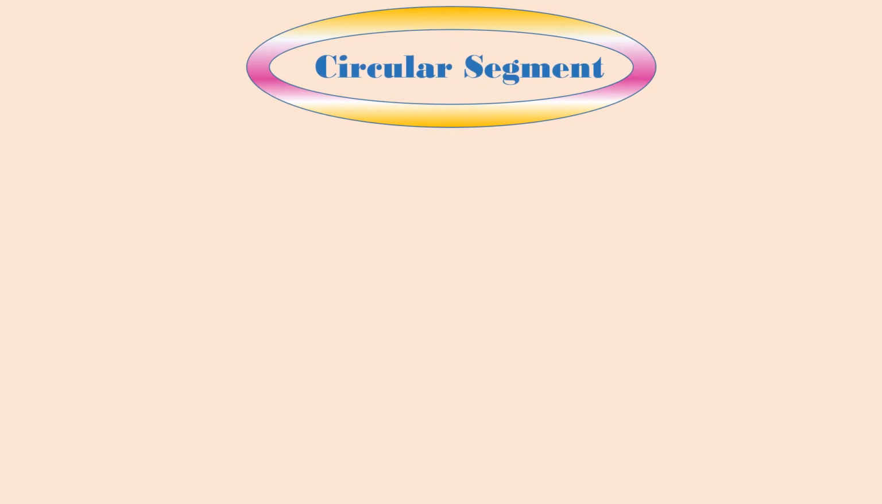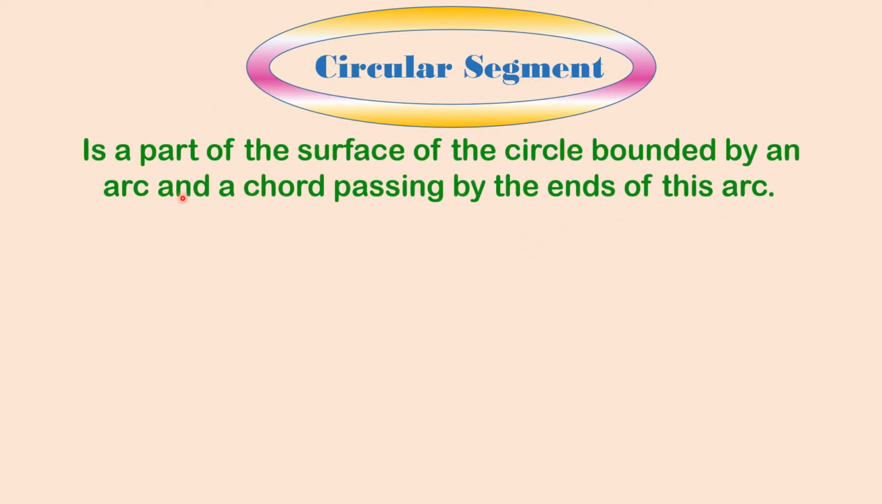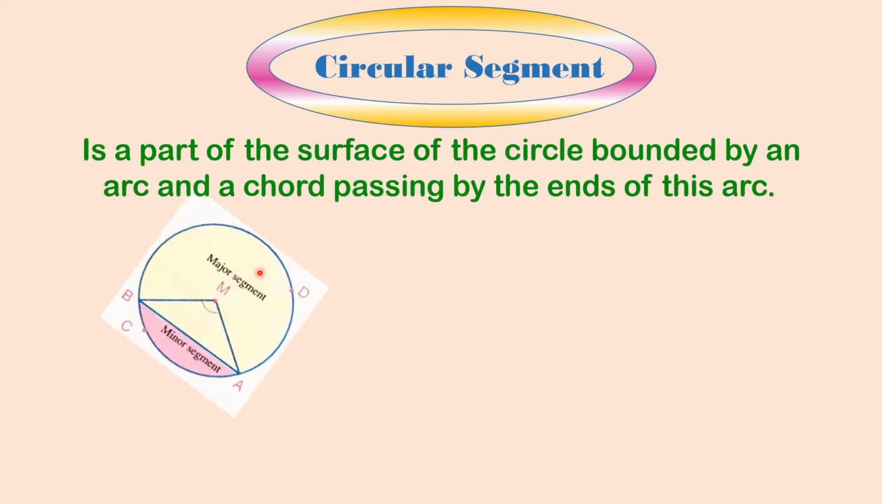The second lesson is called the circular segment. What is the circular segment? It is a part of the surface of the circle bounded by an arc and a chord passing through the ends of this arc.